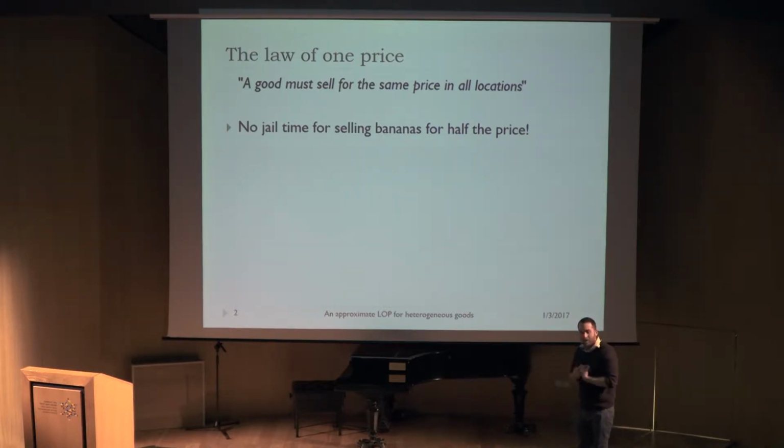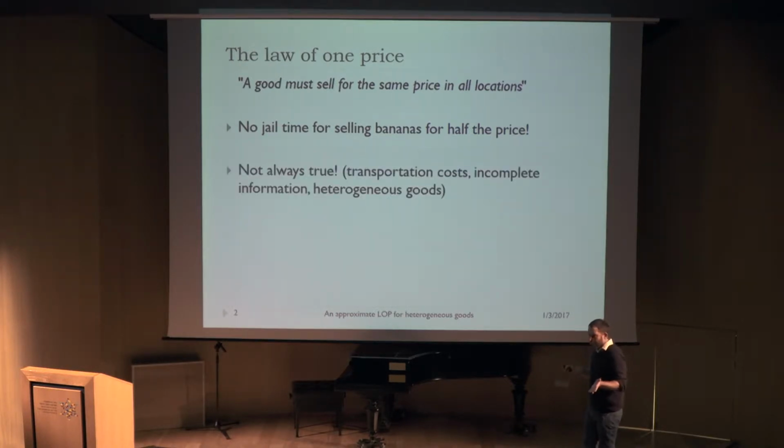Because if I want to sell a good for a price which is higher than the market price, I'm just going to get zero profit, so I'm going to lower my price. That being said, obviously it's not always true, right? Because I have transportation cost, I can have transaction cost, I can have incomplete information about the value of the good, about where I can find the good that I want to buy, and so on. And obviously, it doesn't hold for heterogeneous goods.